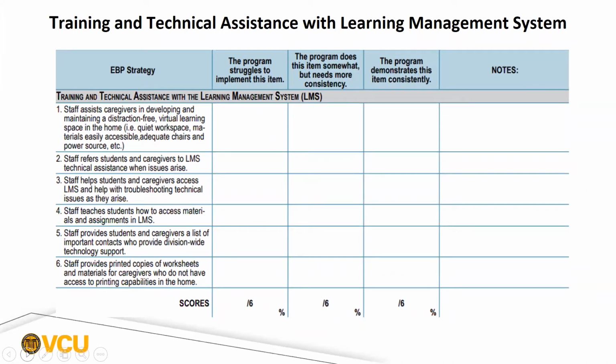So when we're looking at this one, we won't go through each of the items, but we're looking at number 1, staff assist caregivers in developing and maintaining a distraction-free virtual learning space at home. That always continues. Most of our students have that now. We want to make sure there's not really instructional drift. So that's always something that we want to come back to.